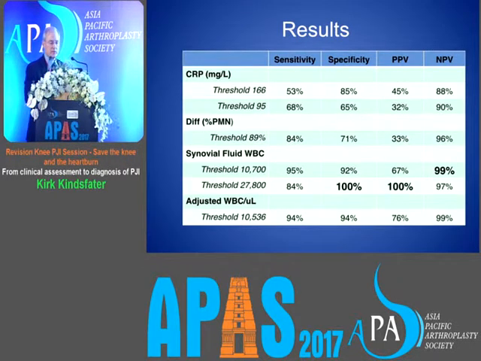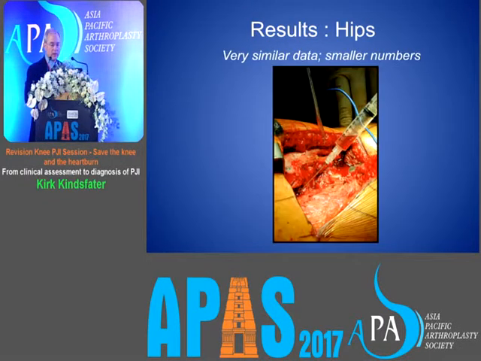So if you look at these results, again, concentrate on the bold numbers there. Synovial fluid white blood count shows a specificity of 100% and a positive predictive value of 100% with 27,000 white cells, and a 99% negative predictive value if you're less than 10,000. The adjusted white blood cell count is also quite good, 94% sensitivity and specificity, and again, a 99% negative predictive value, so that's a good test to rule out.